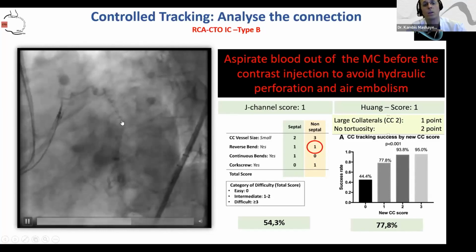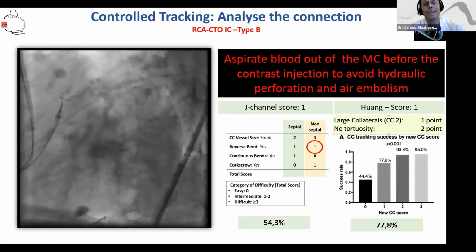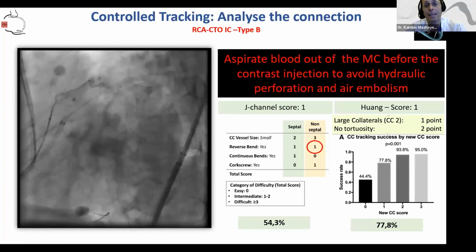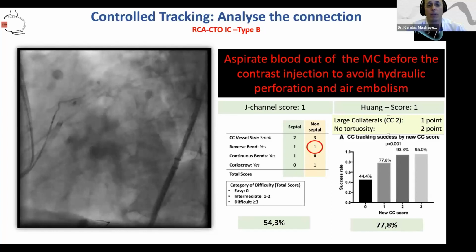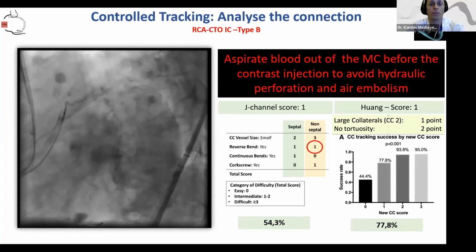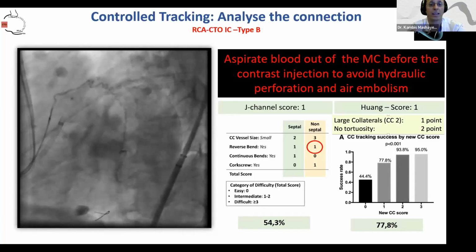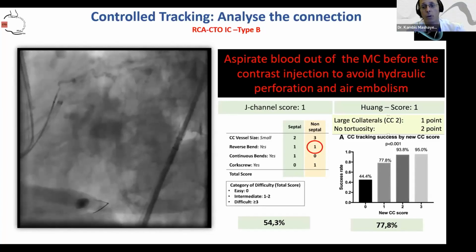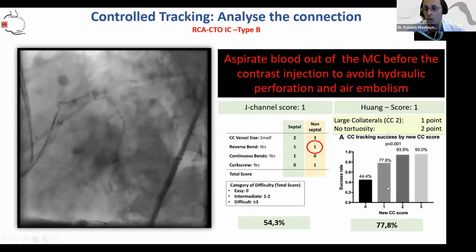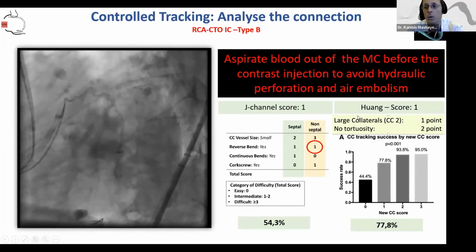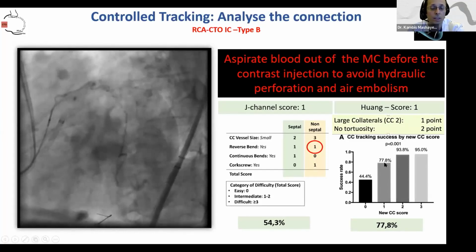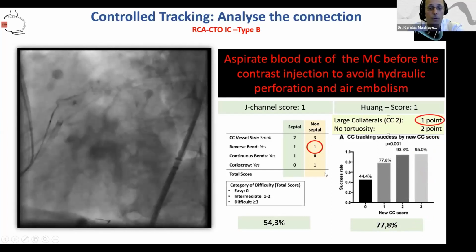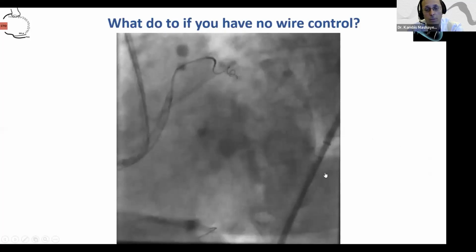The point is that when you classify it as intermediate difficulty to pass, it still can be high risk. Why? Well, it's a huge one, and if you have a perforation, you may have two problems. First, bleeding and tamponade, and second, it can even risk ischemia here. So this is a high risk epicardial connection. Regarding the Huon score, it's a large collateral, but we have tortuosity, so the passability chance is about 50 to 70%. It's up to your experience and also to other alternatives whether you go for that or not.